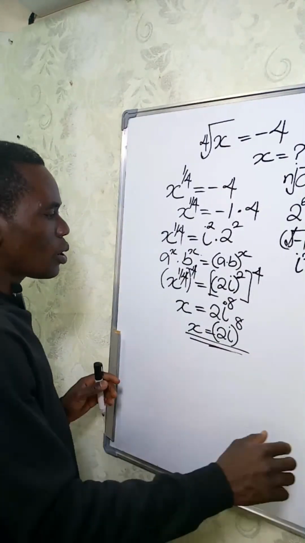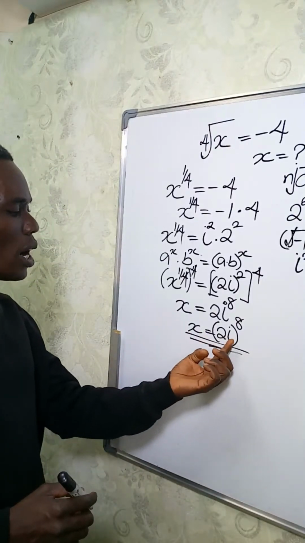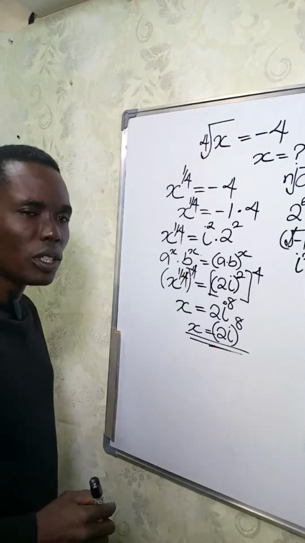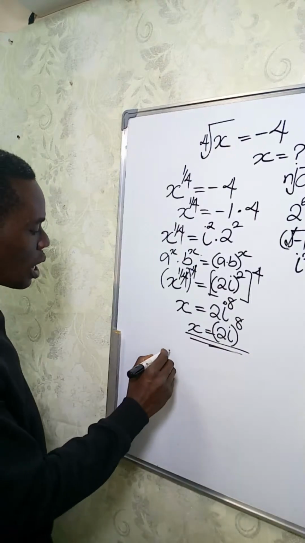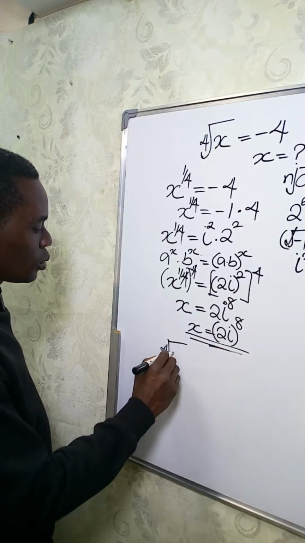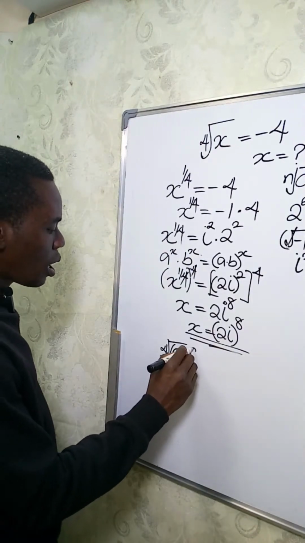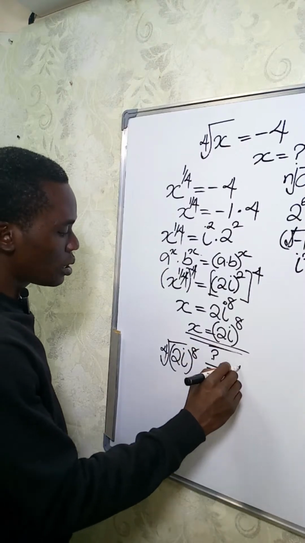To check this, we are going to insert the value of x, which is 2i to the power of 8, into the main question that is given to us. If we do just that, we are going to have the fourth root of 2i multiplied by the power of 8. Now, is that going to give us negative 4?